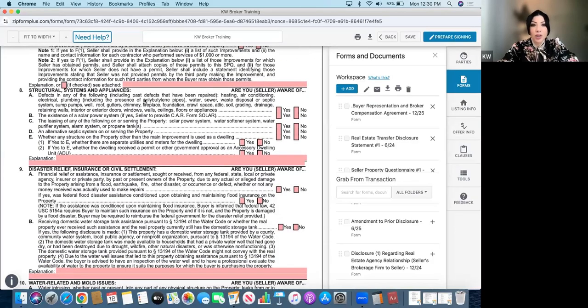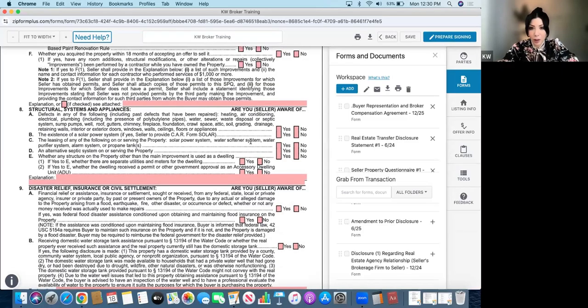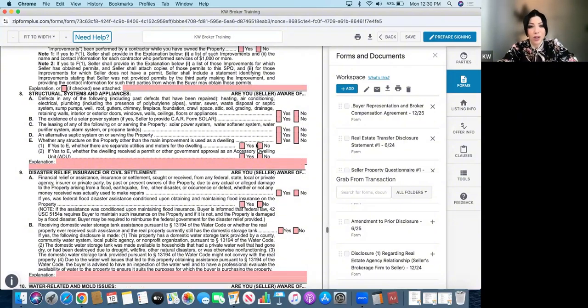Okay, structural systems and appliances. If there are any issues here, this is kind of a big one. When you get these as the buyer's agent, you can go through and look, and it's a real quick yes or no. If you're looking down, no, no, no, oh, you see a yes. Okay, what's going on here? And then you can see the potential issue.